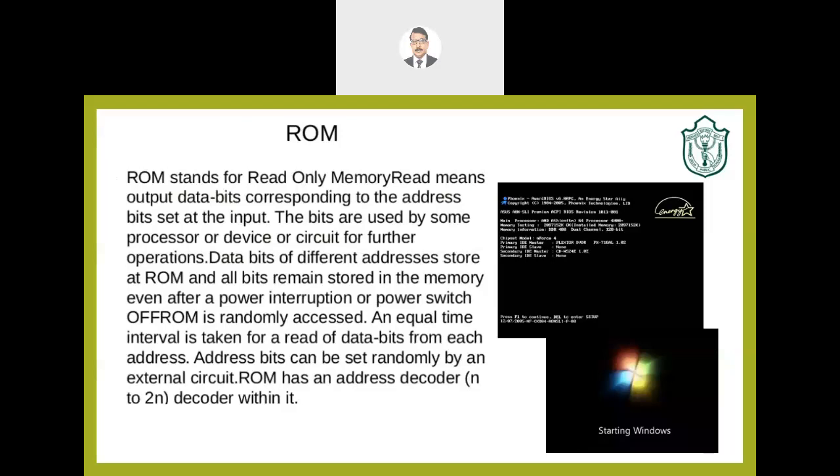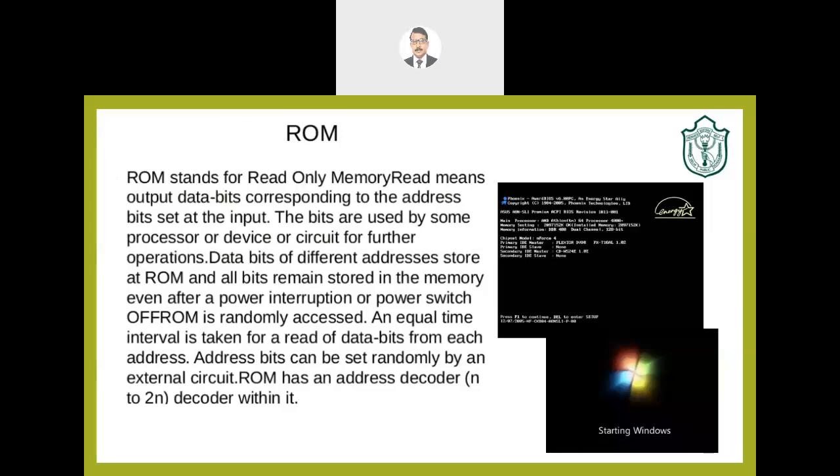ROM is randomly accessed. An equal time interval is taken for a read of data bits from each address. Address bits can be set randomly by an external circuit. ROM has an address decoder, that is an n to N decoder, within it. Let me explain it in a simple way.